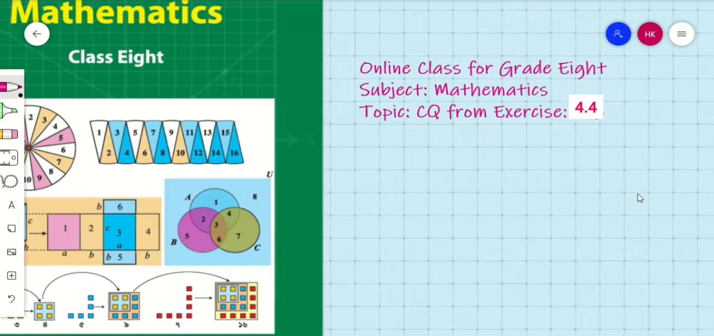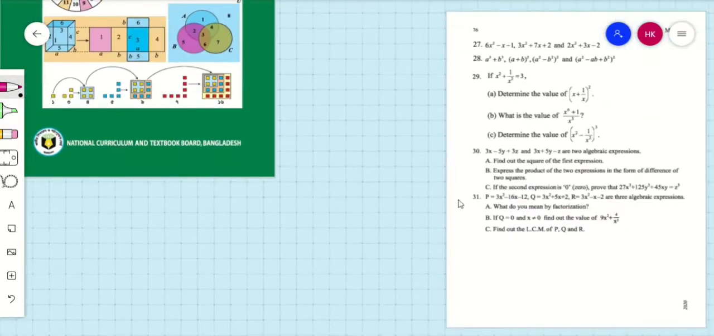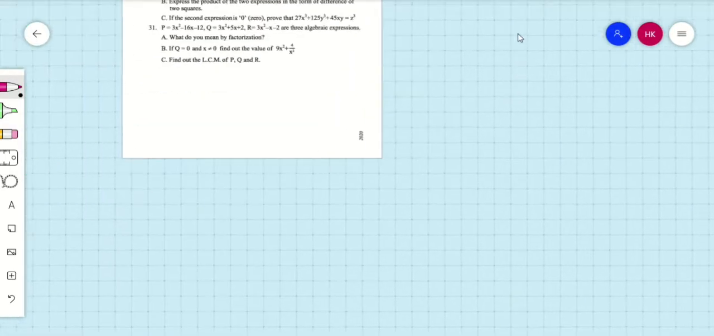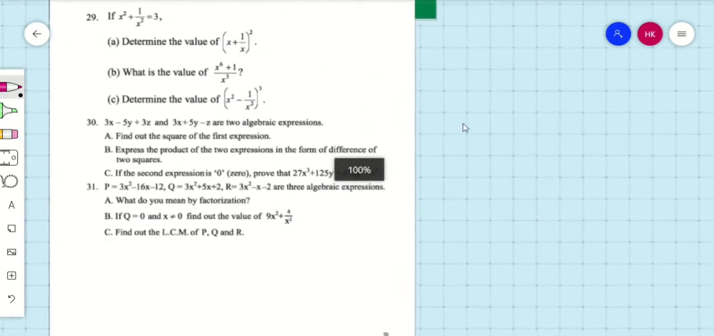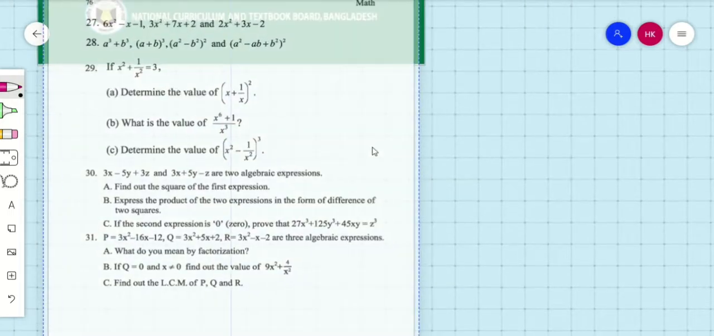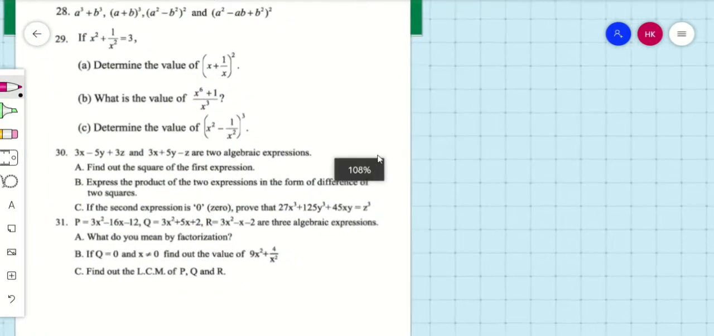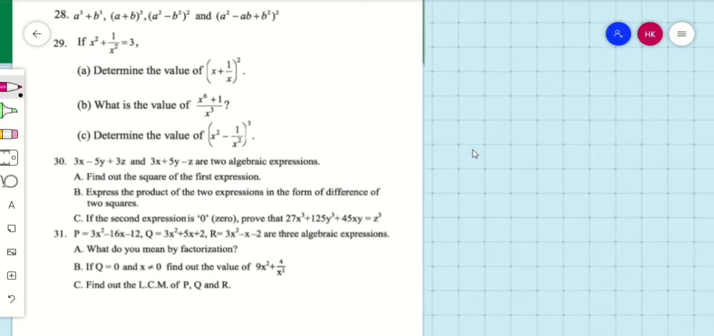Let's begin. At first, open page number 76. On page number 76, there are three creative questions. I would like to read the question in front of you. Question number 29 asks, if x square plus 1 by x square is equal to 3, determine the value of x plus 1 by x whole square. So at first we will solve question number A.